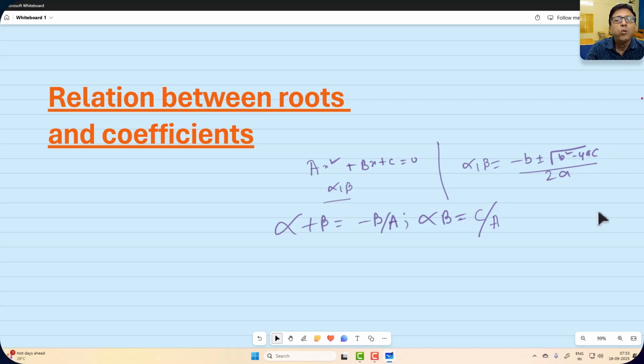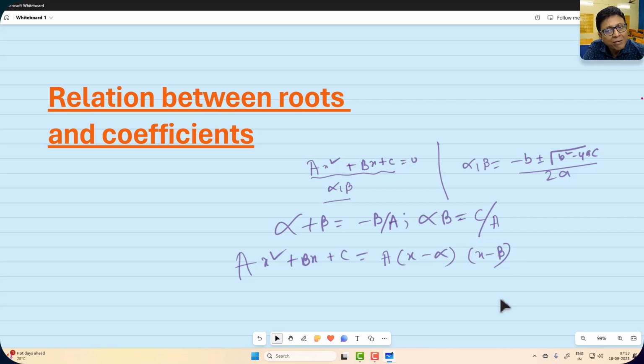Now, what will be there for a cubic equation, for a biquadratic equation, or equations of higher degree? Let us investigate. Before we proceed, let me write this equation in terms of alpha and beta. Because the roots are alpha and beta, we can express this left hand side polynomial in the form a, the leading term coefficient, into x minus alpha, x minus beta. Okay?